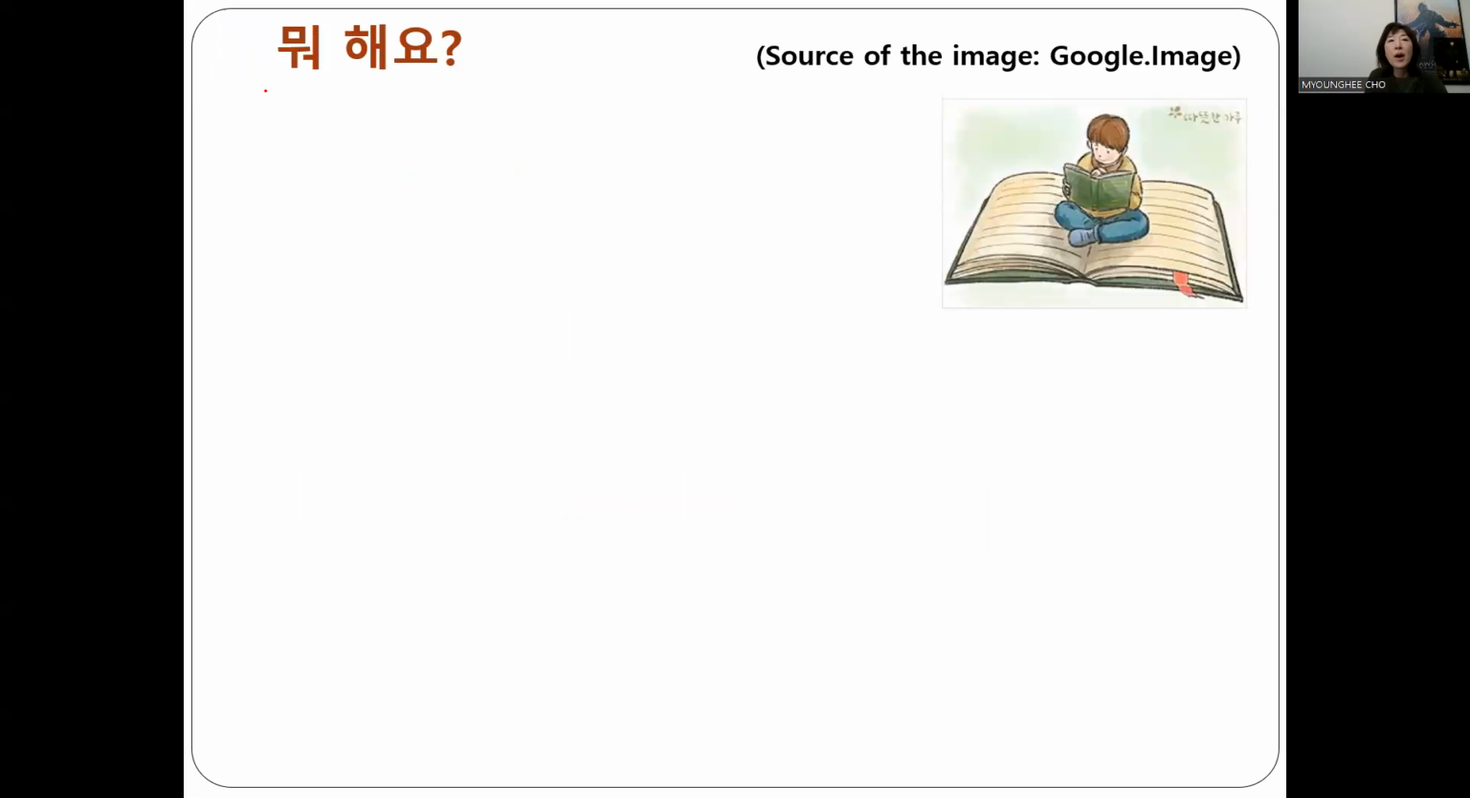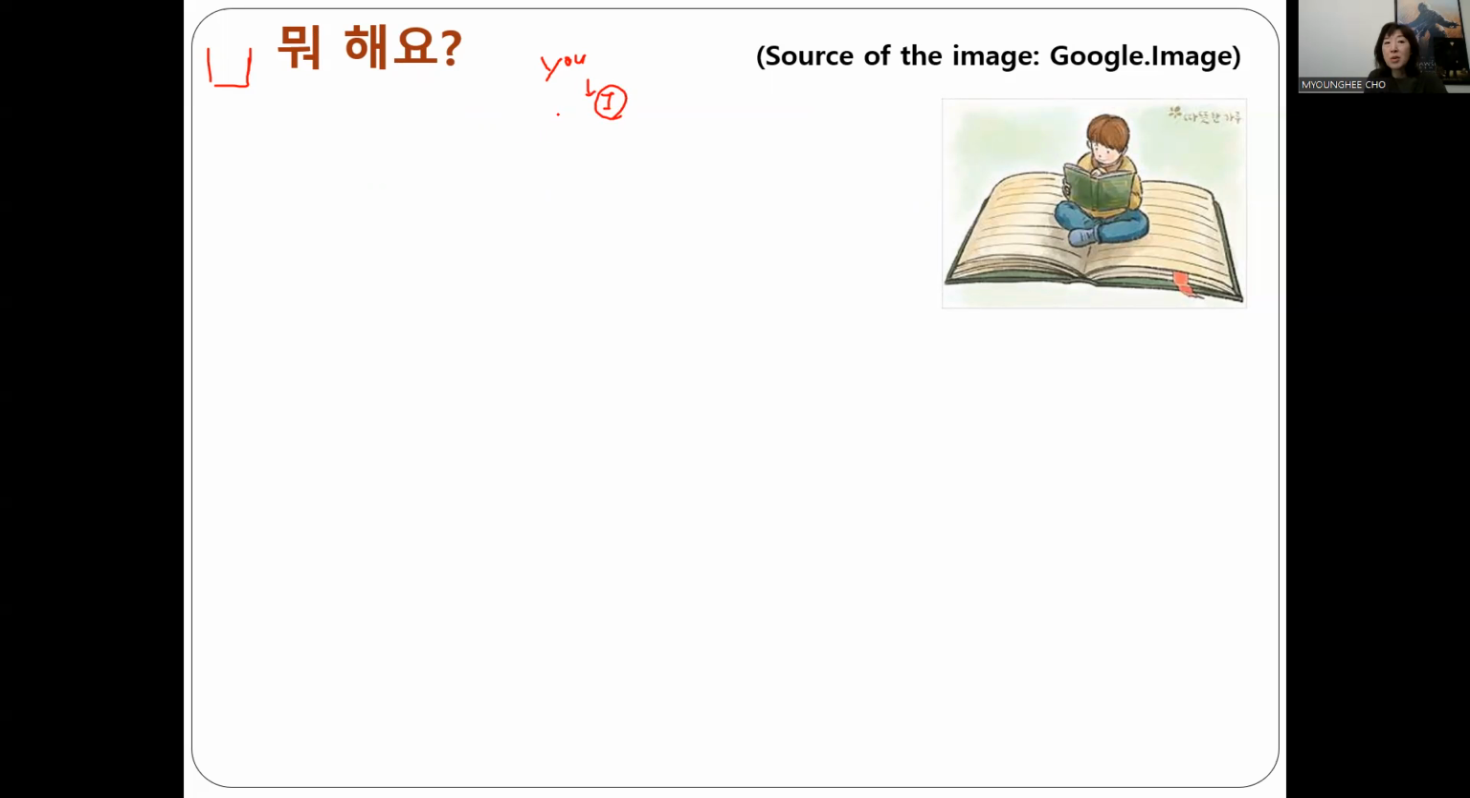So if you can construct these types of sentences, then you can engage in a short conversation like this. 뭐 해요? What are you doing? What do you do? 뭐 해요? If you cannot see any subject, or any indication of whom this question is directed to, then usually it means what are you doing? The question is directed to the other person.